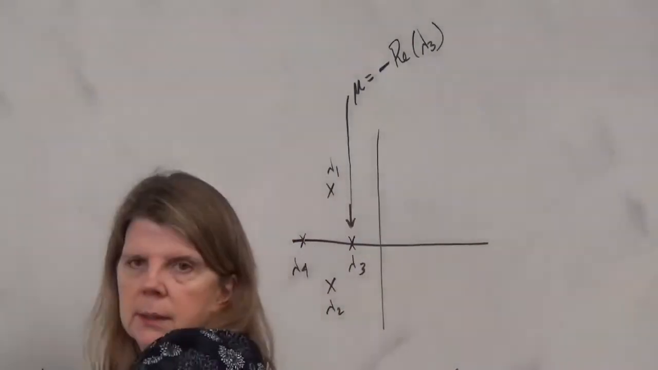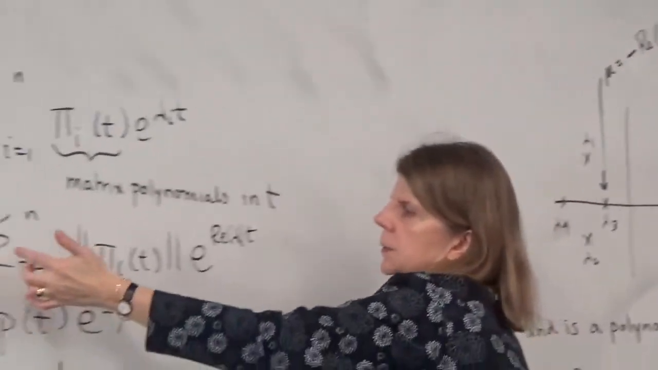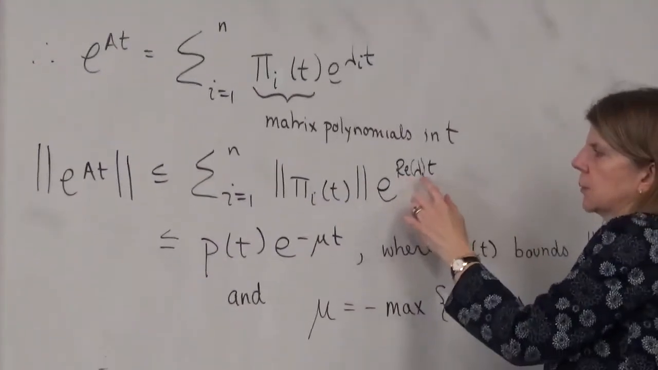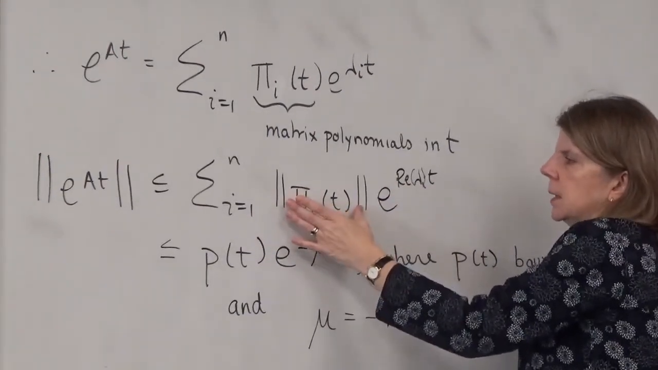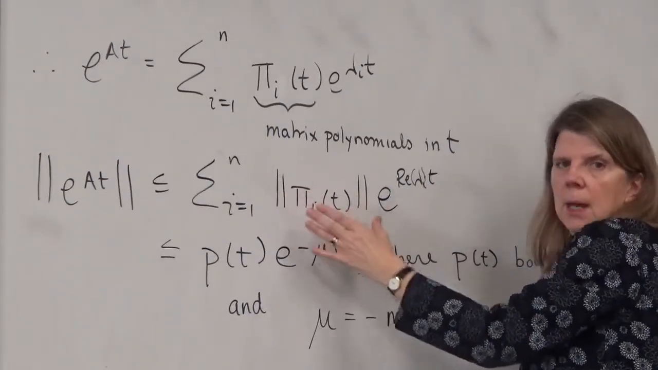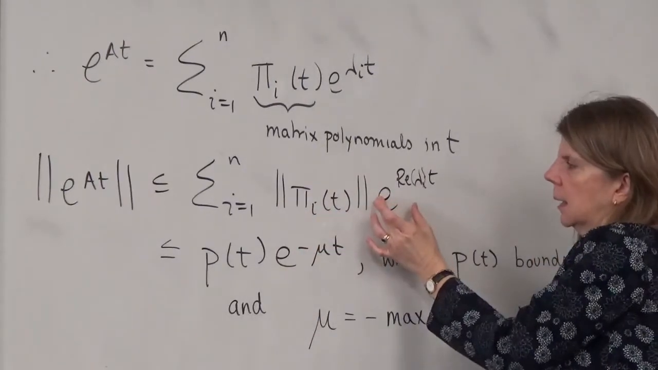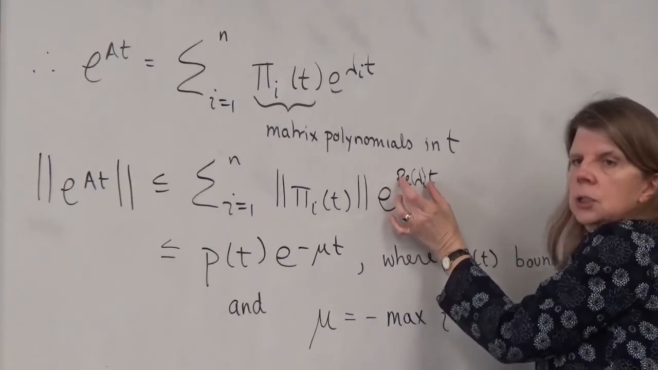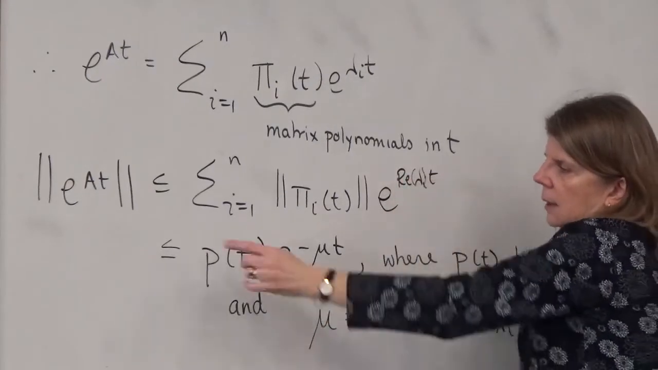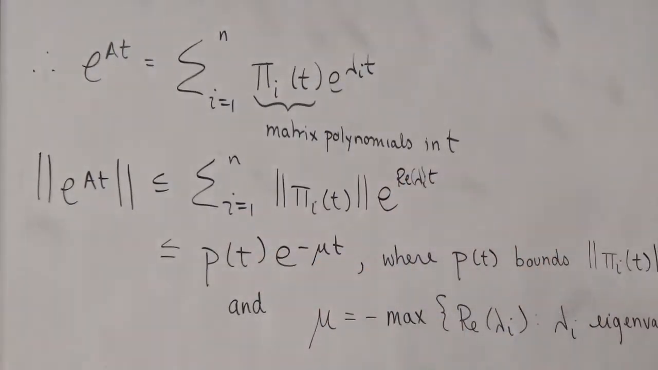So how did I do that? I did several steps in here. This was a summation, and each of these had the real part of lambda I. So I basically did two things. I replaced this with something that bounds the sum, and then I replaced the real part in each of the elements of the summation with the largest one. That allowed me to pull them out of the summation and get some expression for the bound.